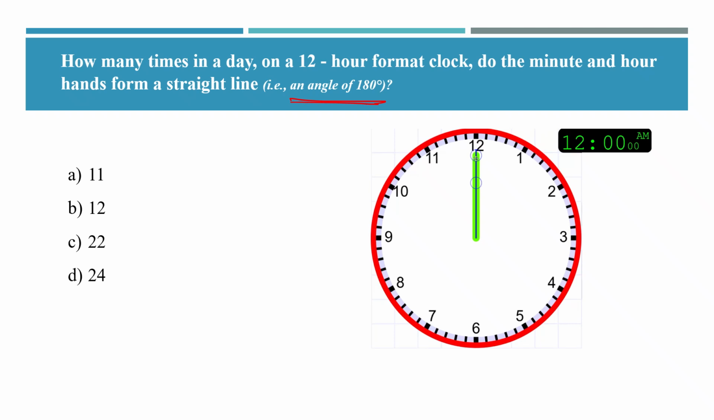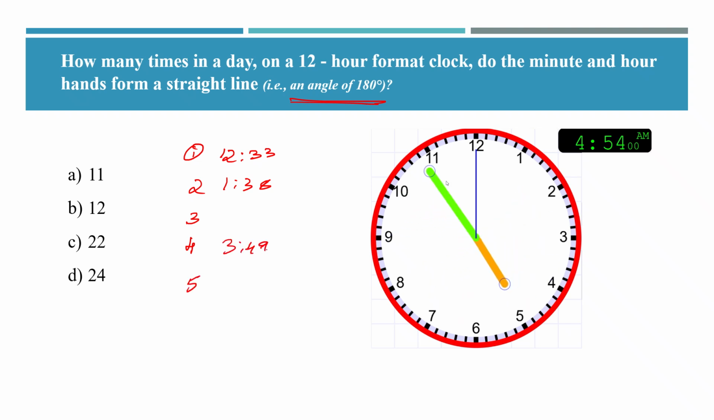Here we go. Move this. Okay, I'm moving the minute hand. Still not 180. Yeah, now it's 180 at 12:33. First 180 at 12:33. The second is at 1:38. Okay, here we have the third one. And let's move. Here we have the fourth one at 3:49. And the fifth one is at 4:54. The sixth one is at 6 o'clock. Great. The seventh one is 7:05.